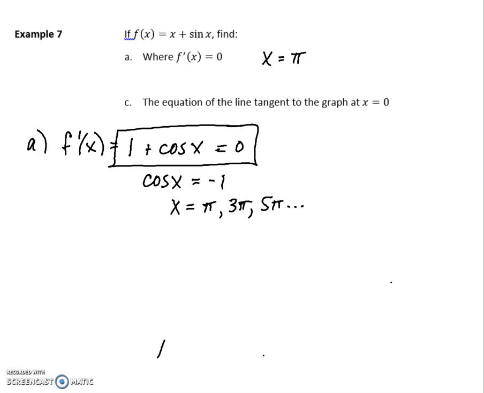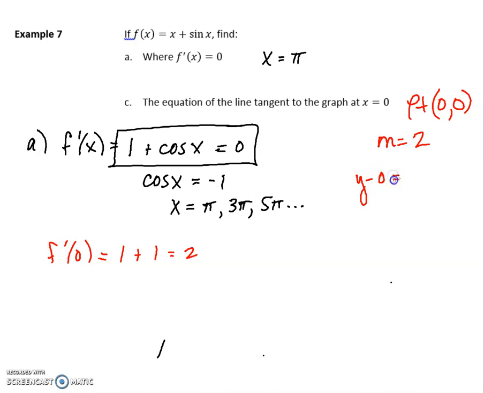The next part just wants me to write the equation of the tan line at 0. Okay. Once again, I need a point, and that's going to be what I get when I plug in 0. If I plug in 0, I get 0 plus 0. And the slope is what I get when I plug in 0. F prime of 0 ends up being 1 plus 1, so 2. And then I end up with y minus 0 equals 2 times x minus 0. Obviously, I could clean that up to just be y equals 2x.